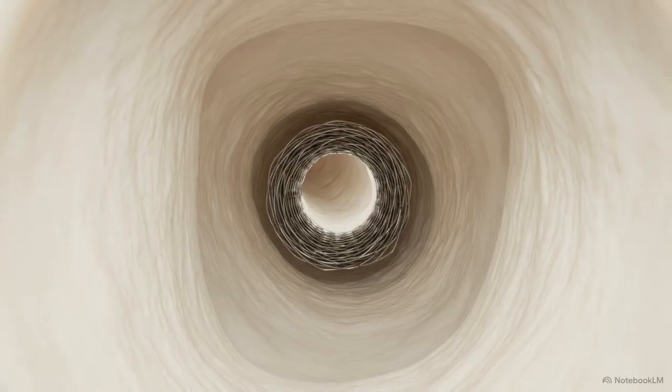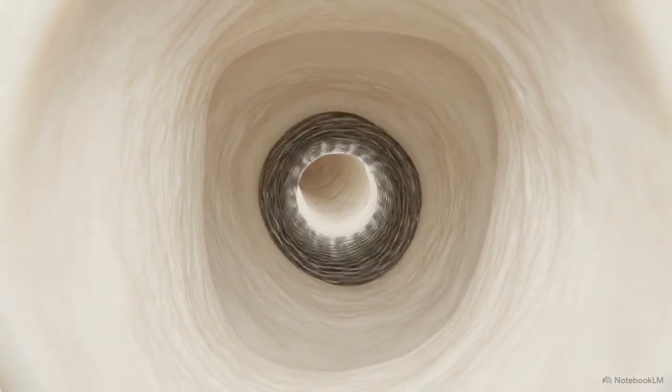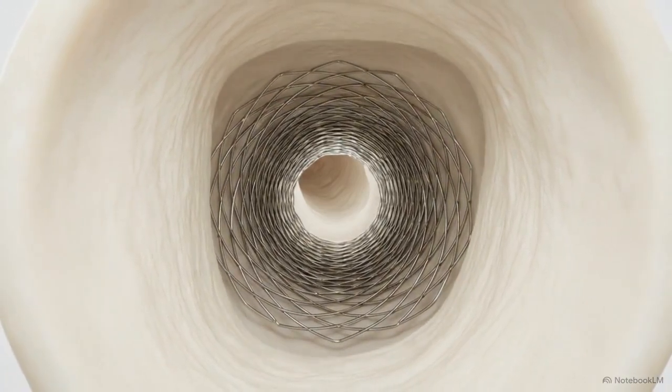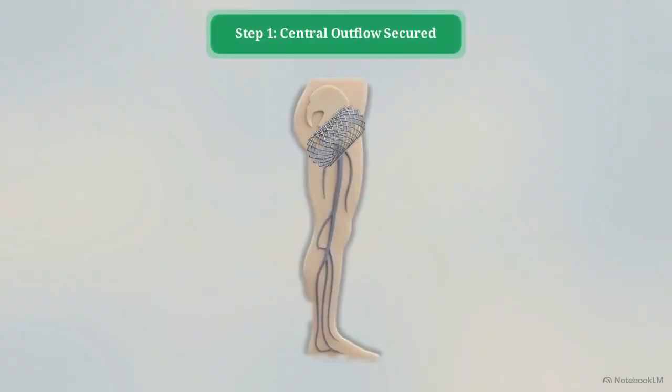Step 2 is proximal intervention. Endovascular iliofemoral stenting physically displaces fibrous wall changes, restoring a wide central channel for venous return. Only once this central outflow is secured do we move to peripheral interventions.